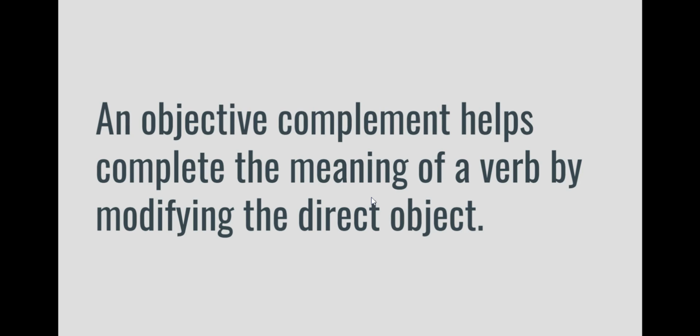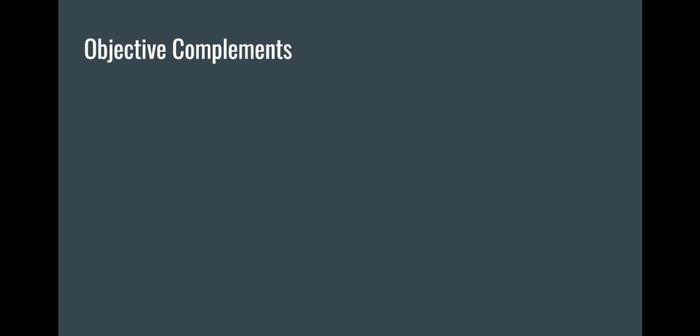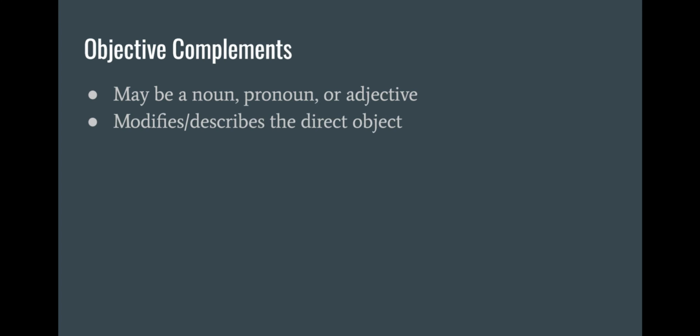Okay, the last type of object is the objective complement. The objective complement helps complete the meaning of a verb by modifying the direct object. So an objective complement has to come after a direct object, and it's giving us more information about that direct object. An objective complement could be a noun, pronoun, or adjective. And like I just said, it modifies or describes the direct object. This means that it does have to come in an action verb sentence as well.